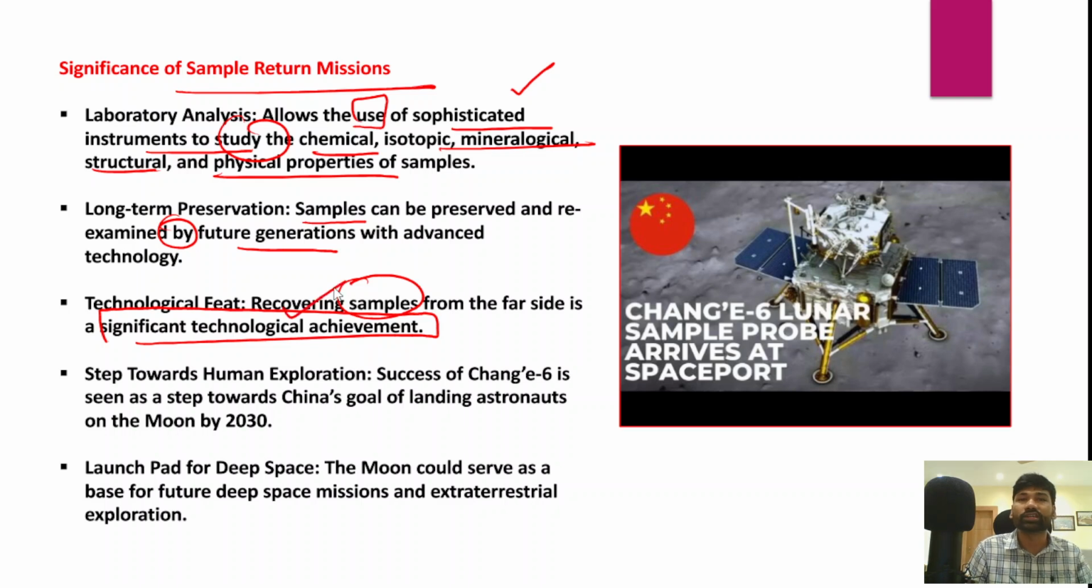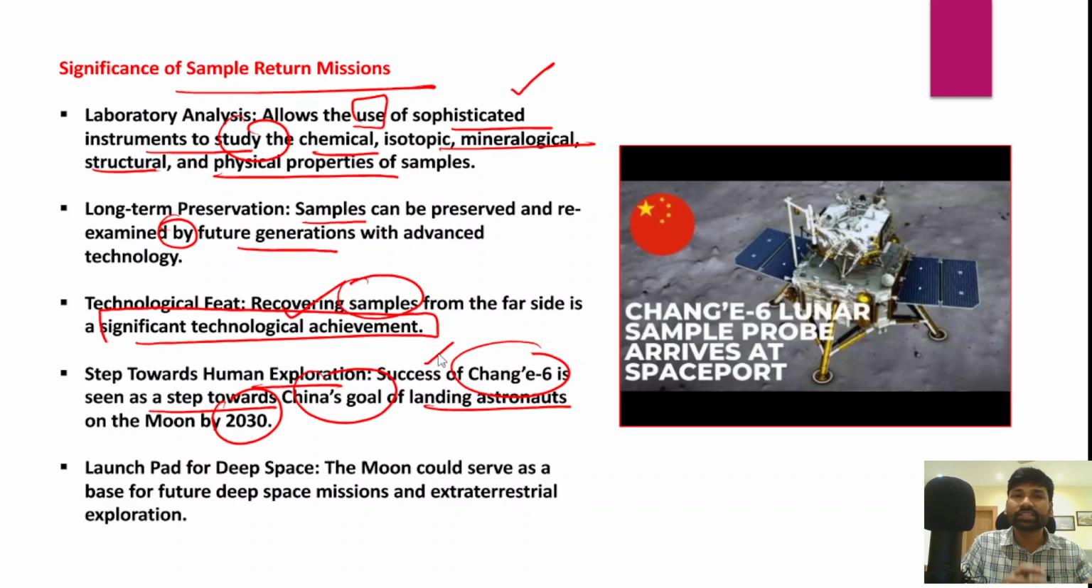It also demonstrated their technologies, and it proves the potential of countries like China to send human beings to the lunar surface and bring them back successfully to planet Earth. So it is a step towards human exploration. Chang'e 6 is seen as a step towards China's goal of landing astronauts on the moon. China has been planning to land astronauts on the moon by 2030. Because of that reason, this Chang'e 6 is considered one of the most important missions for the Chinese.